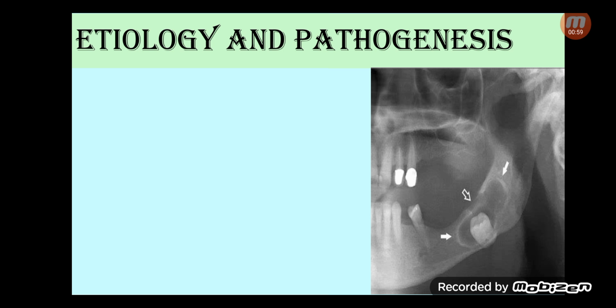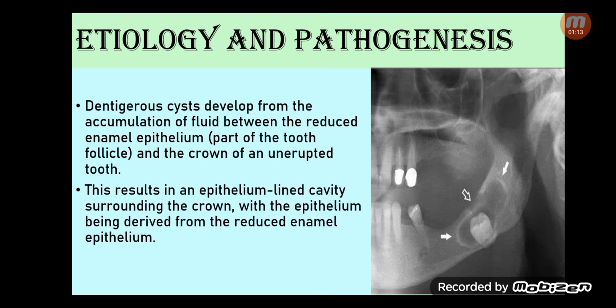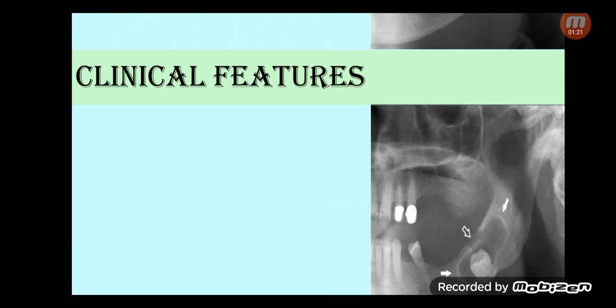Now we will talk about etiology and pathogenesis of dentigerous cyst. Dentigerous cysts develop from the accumulation of fluid between the reduced enamel epithelium, that is part of the tooth follicle, and the crown of an unerupted tooth. This results in epithelium-lined cavities surrounding the crown, while the epithelium is derived from the reduced enamel epithelium.